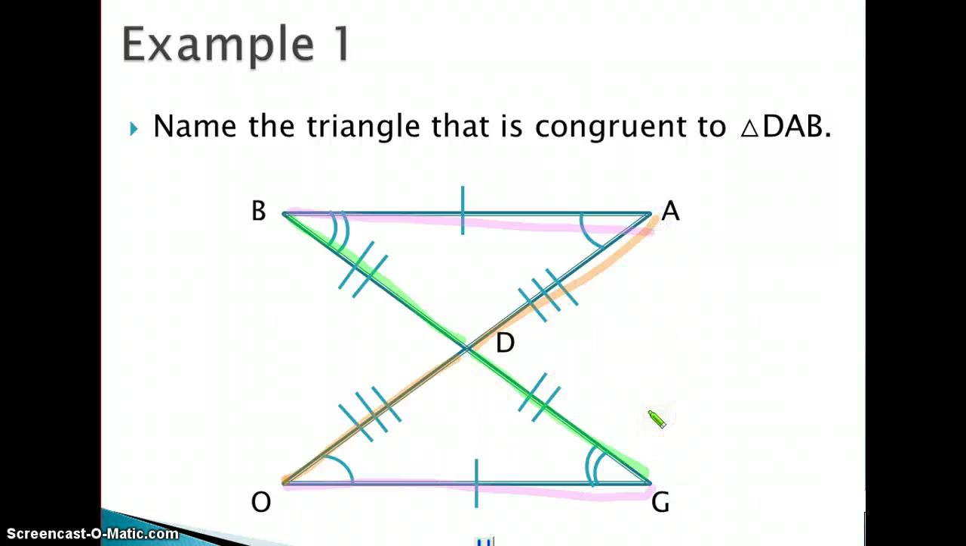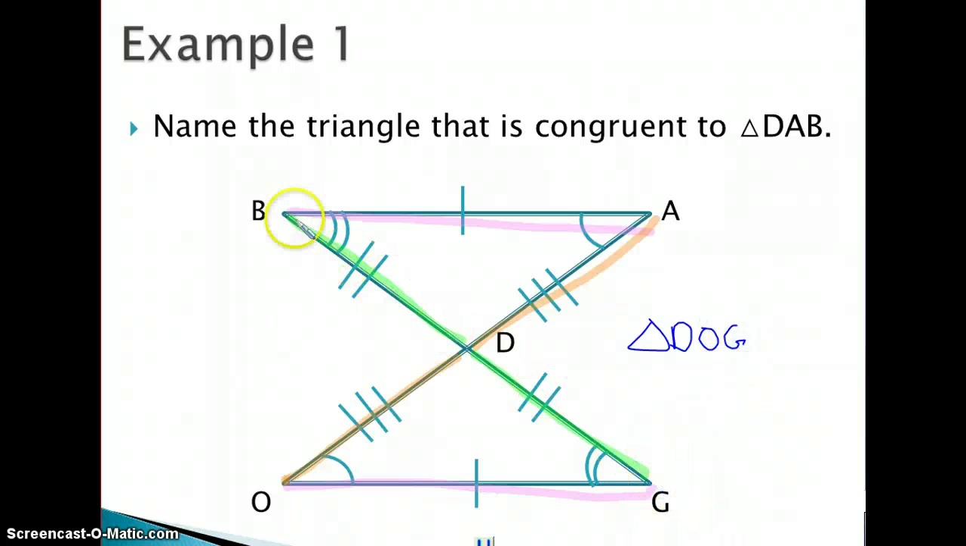DO and DA. So what I have to start thinking about is if I've named it DAB, that means it starts here, goes to this side, and goes to this side, and then back. So I've got to match it up in the other triangle. If I start at D, the new triangle, the one I'm naming congruent to it, had better start with D. And then I've got to follow the orange segment to get to A. So if I look at my other triangle, following the orange segment, I get to O. From the orange segment, I follow the pink segment, which takes me to B. Down here, from the orange segment, I follow the pink segment, which takes me to G.